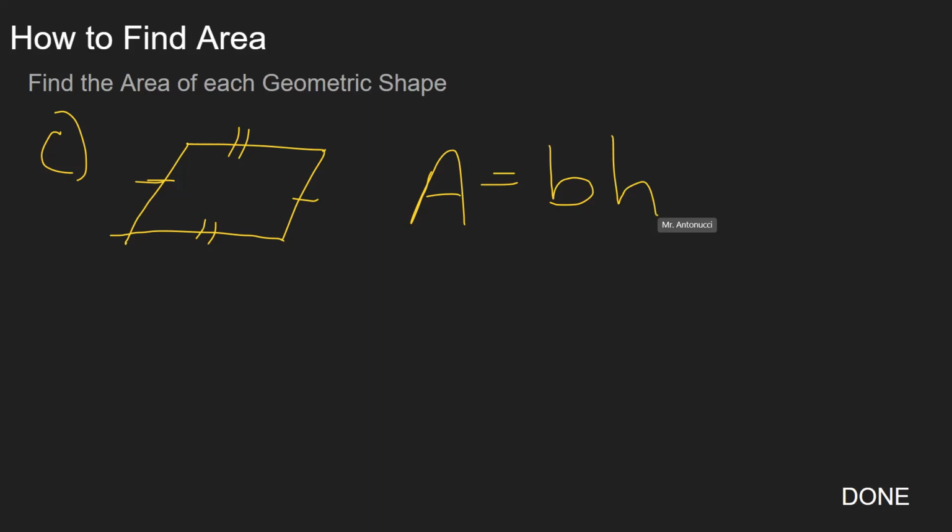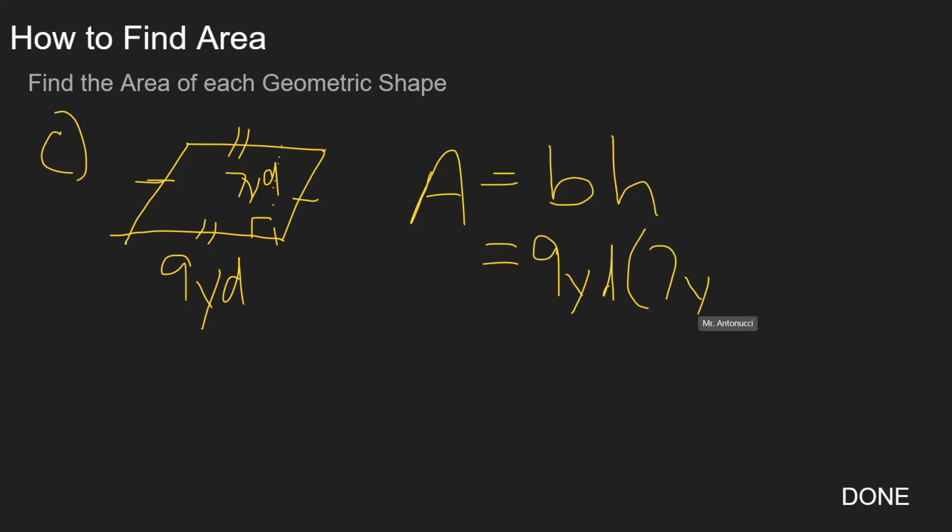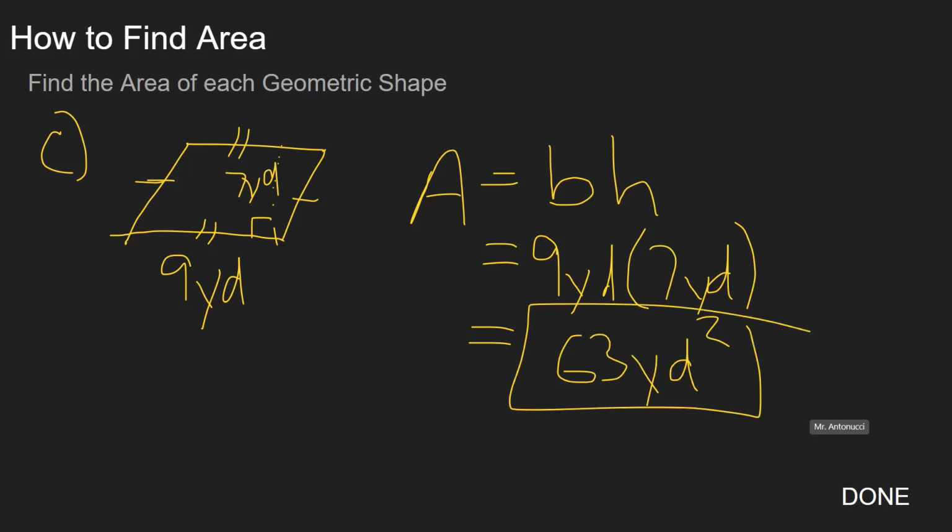So if the base here is 9 yards, be careful. If this side is labeled, that's not actually the height because it's not straight up and down vertical distance. If they label it like this with a right angle, then you know that it's going to be the vertical distance. And so let's say that's 7 yards. So it would just be 9 yards times 7 yards. And so 63 yards squared would be the area of that parallelogram.